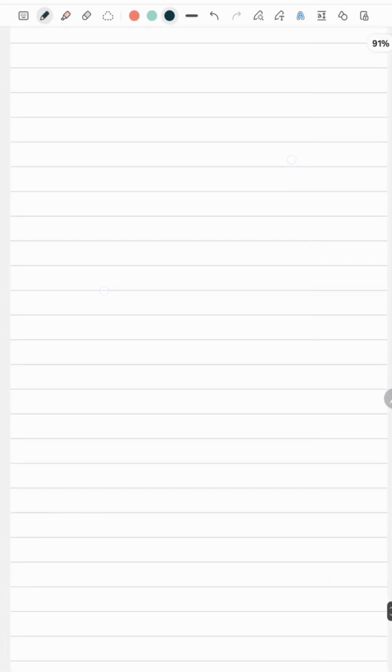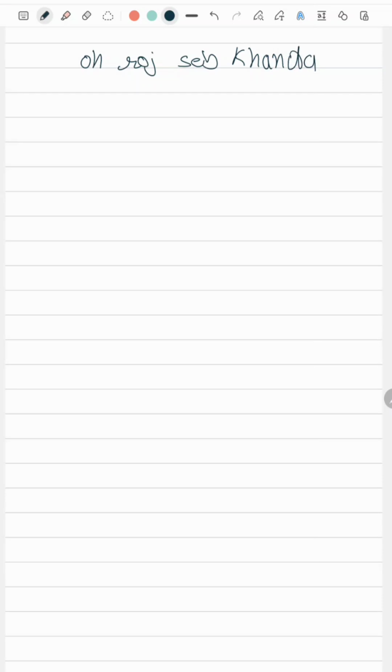Like you want to say, oh save khanda, it means he eats apple. Oh roj save khanda. So it means he eats apple every day. Now we use oh. This is basically present simple tense.